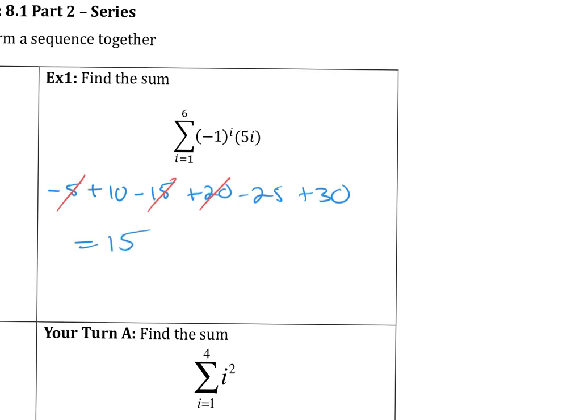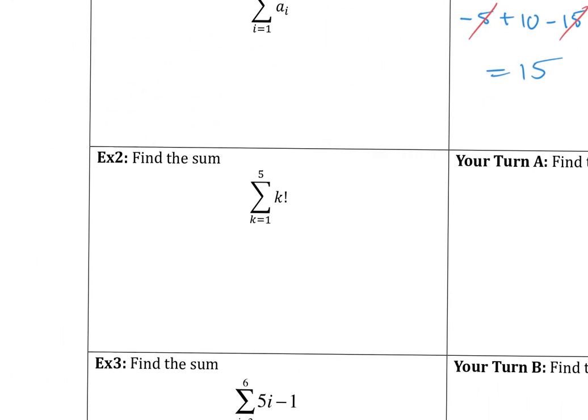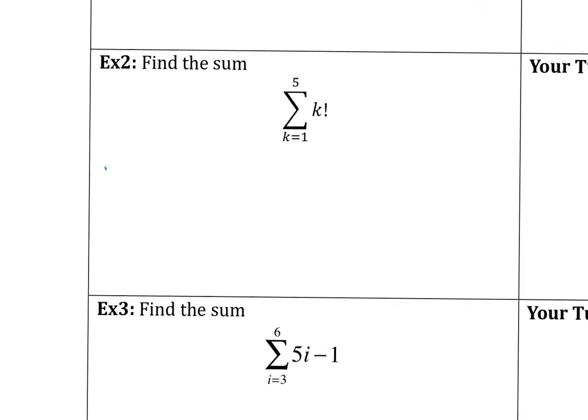Let's go ahead and look at example number 2. All right, so now we have, again, a sequence here defined by k factorial. And we're going to find the sum for that series, starting with k equaling 1 all the way to k equaling 5. So for this one, I'm just going to write the notation here. Starting with k equaling 1, we have 1 factorial plus 2 factorial plus 3 factorial. And we're going to go all the way to 5.